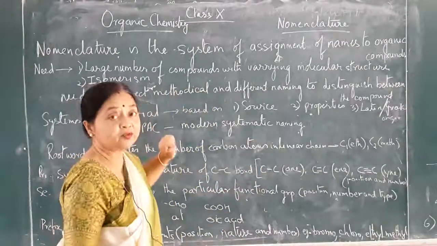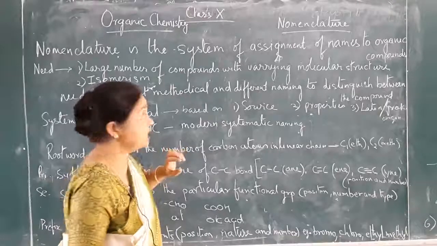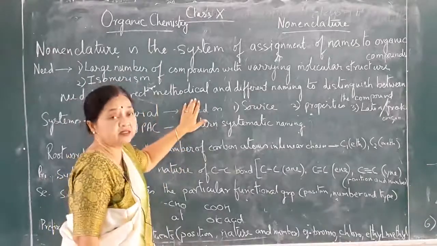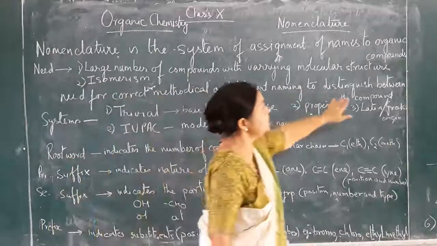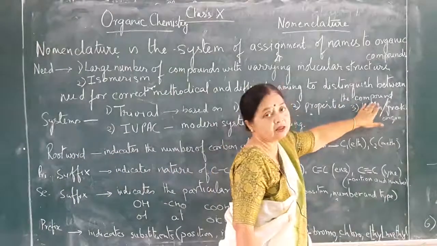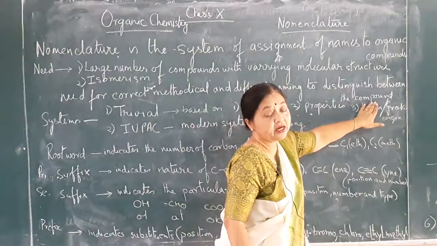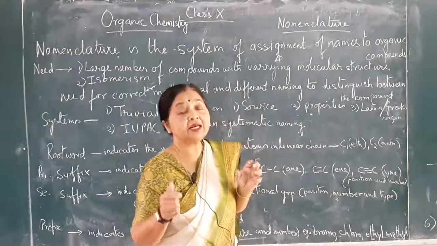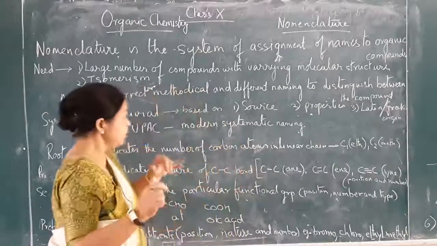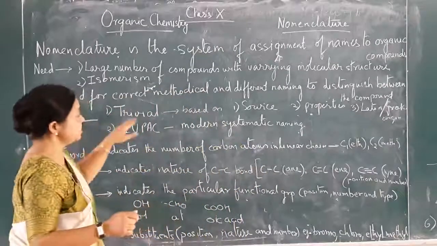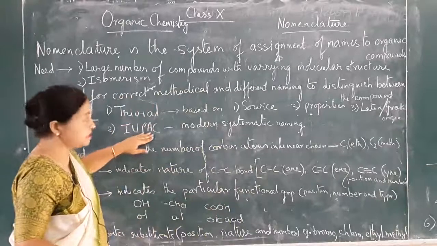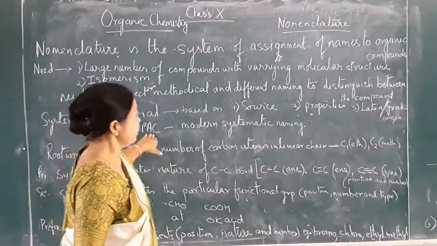And next is isomerism, another reason for the large number of compounds. So the need for correct, methodical and different naming to distinguish between the compounds was found. So that is why, to distinguish between the compounds, this naming was done. A correct, methodical and modern way of naming was done. Previously the system was a trivial system, a common naming system, and the IUPAC name is the modern systematic naming.